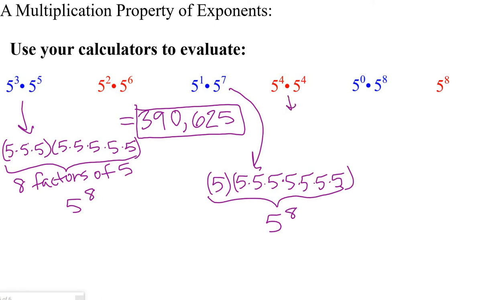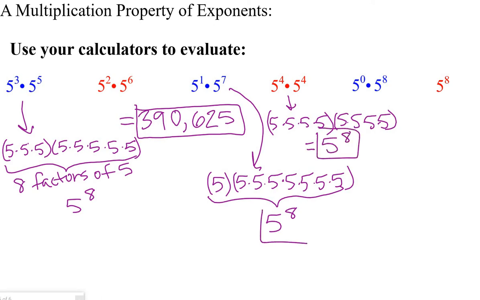Next, if I did 5 to the 4th, I would have 4 factors of 5 times another 4 factors of 5. And in total, that is 8 factors of 5. So it's 5 to the 8th. So each of these ends up being 5 to the 8th. Even this one up here. Remember 5 to the 0 power? Anything to the 0 power is just 1. So you end up with 1 times 5 to the 8th, which is the same as 5 to the 8th.